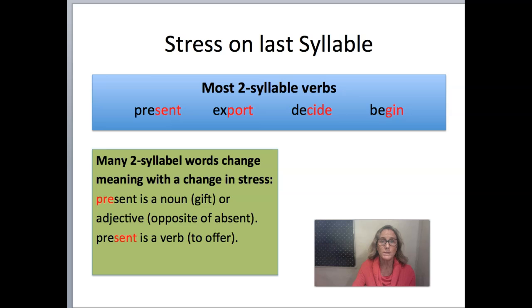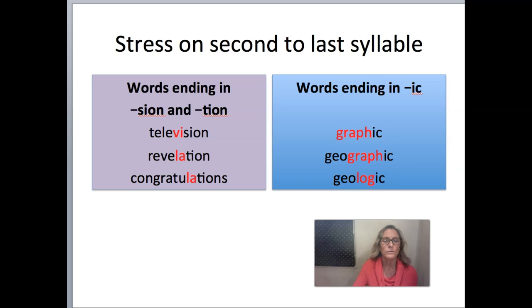So the word present can be a gift, a noun. Present can be an adjective, as in I'm here, I am present, or it can be the verb present. So the word stress helps you know the meaning of the word. So here's another rule. All those words that end in S-I-O-N and T-I-O-N, it's the second to last syllable. The ones that end in I-C, again, second to last syllable.